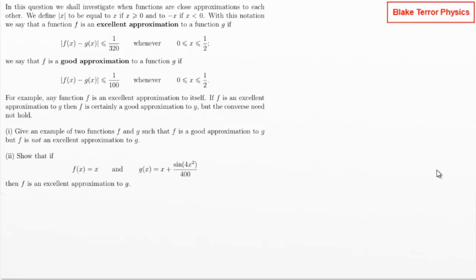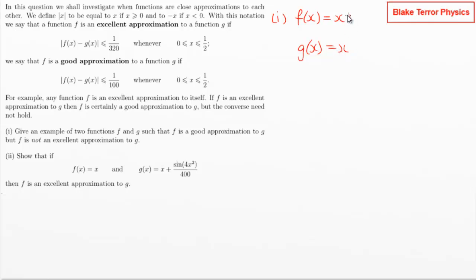Part 1: give an example of two functions f and g such that f is a good approximation to g, but f is not an excellent approximation to g. There's going to be an infinite number of things we can write down for that. So we want the difference between them to be less than or equal to 1 over 100, but not as small as 1 over 320. So say f of x was, well, we're going to want to subtract them, so let's have something in common. Those x's will cancel out.